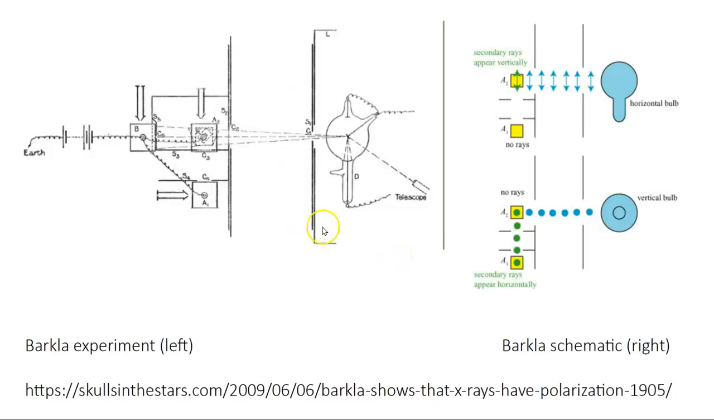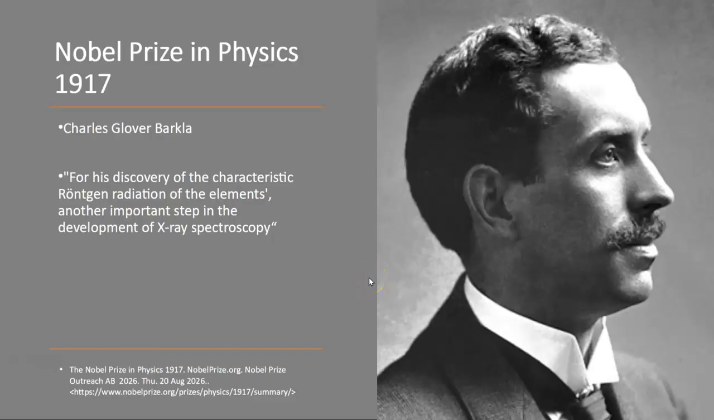This is another drawing of his experiment, and here again you see vertical secondary rays and horizontal secondary rays coming out of the tube as secondary radiation, and as we have seen, that only happens when you send an unpolarized primary X-ray into the bulb. Okay, this was it.